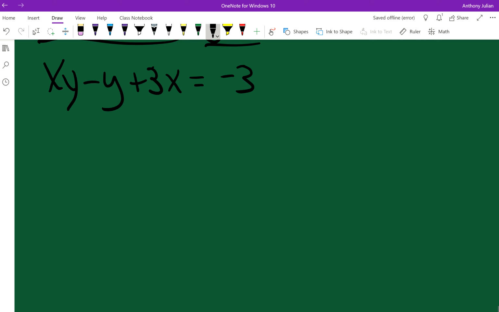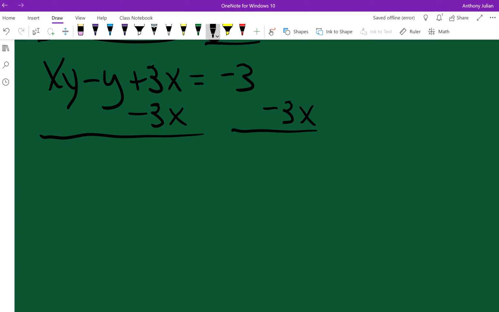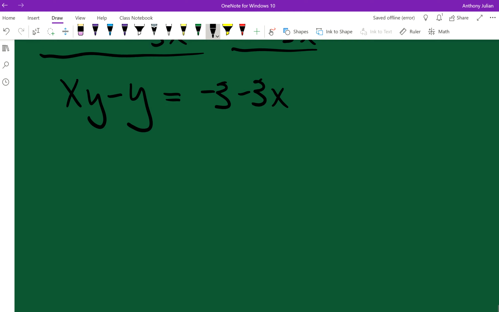All right, I want to isolate the y's at this point. So here I'm going to subtract 3x. These are unlike terms, that's why I'm kicking it off a little bit to the side there. I can't combine those, and that's a reminder not to combine them. So now I've got xy minus y that equals negative 3 minus 3x. All right, now here's the kicker. On the left side, I want to factor out the y. If I factor out a y, then what's left over? xy divided by y is x. Negative y divided by y is negative 1. And that's going to equal this negative 3 minus 3x.